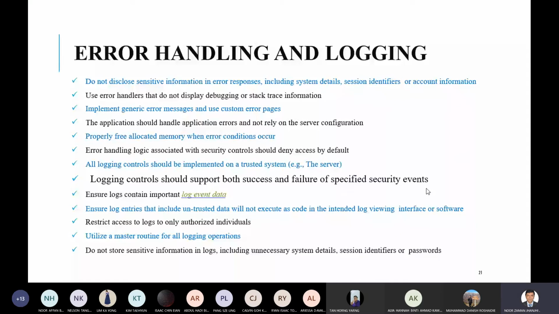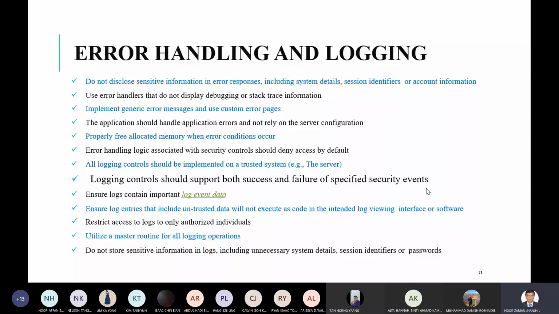Okay, so suppose errors are coming, how are errors being handled? Error messages also should not be written in a way from which the hacker can get a clear understanding and find a way to come inside your software. So we need to use error handlers that do not display debugging or stack trace information.